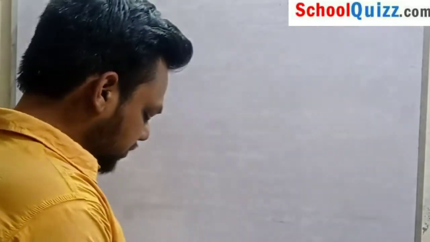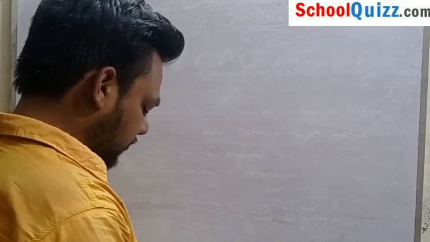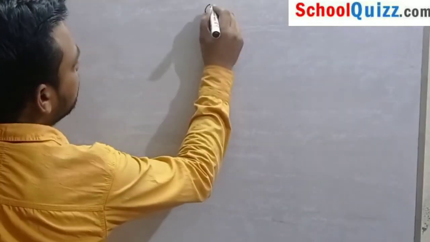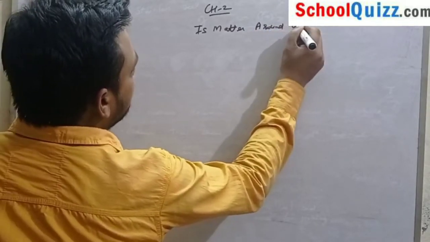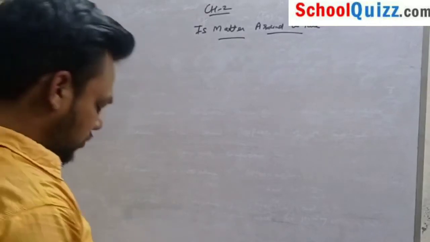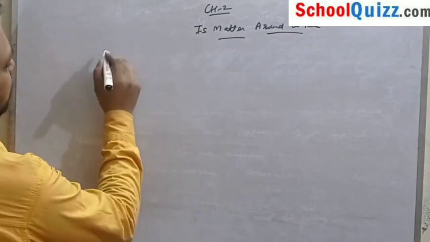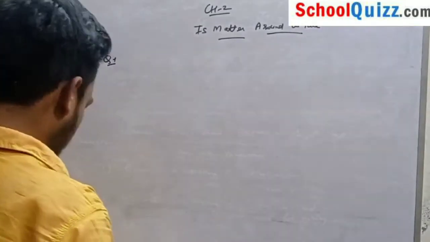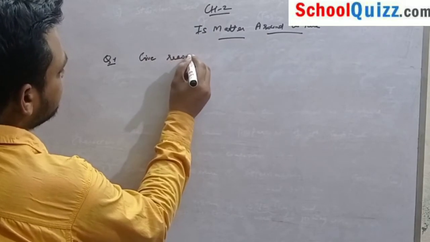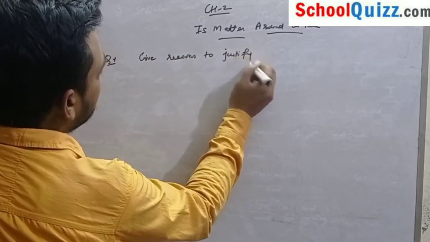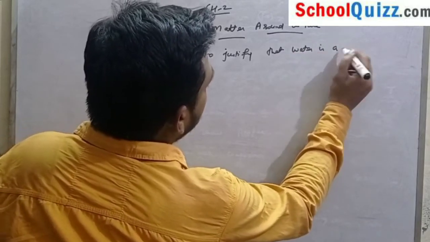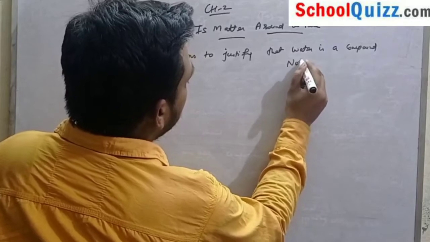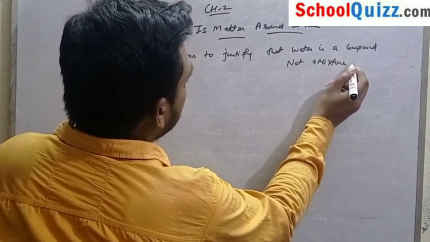First of all, we will start with this question: give reasons to justify that water is a compound, not a mixture. This is from chapter number 2, Is Matter Around Us Pure? Today we will discuss two important questions. The first question is: give reasons to justify that water is a compound, not a mixture.